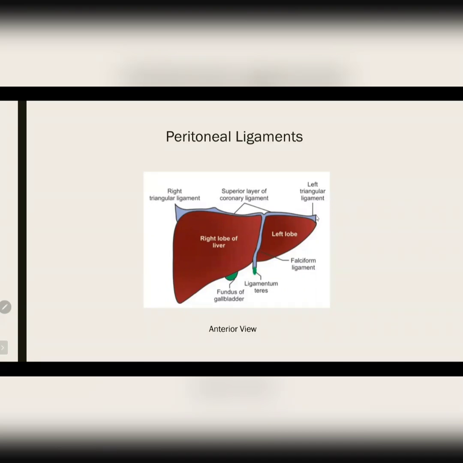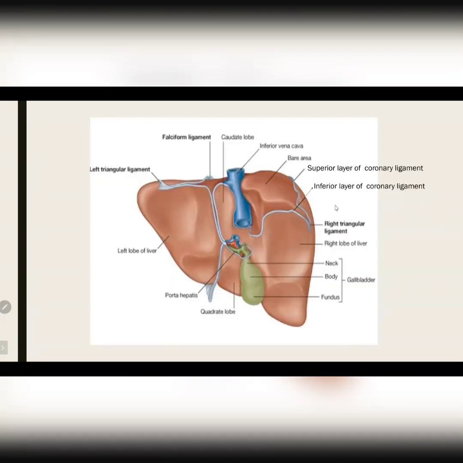thoracic diaphragm. In posterior view, this will be the left side of the liver. This is the left triangular ligament. And here is the right triangular ligament. Now please look carefully. There is the superior layer of coronary ligament, and inferiorly here is inferior layer of coronary ligament.